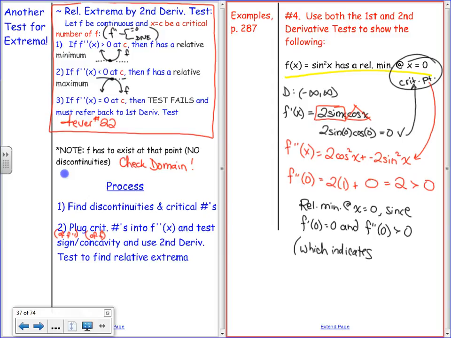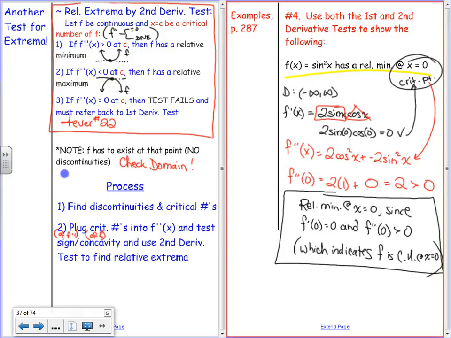But if you really want to be specific, which indicates that f is concave up at x equals 0. But that's more for your sake, not so much for mine or an AP grader. Did I prove conclusively that there's a relative min at x equals 0 of my function?